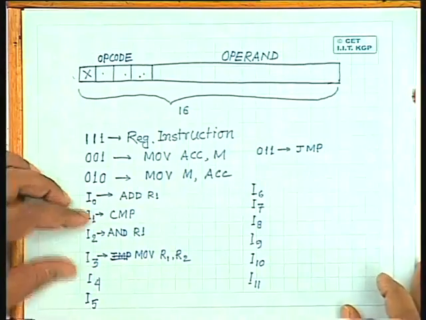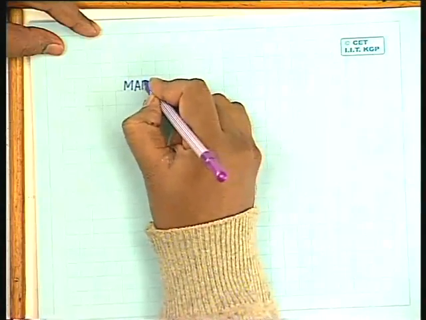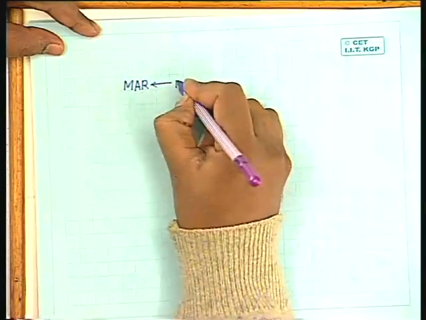For opcode fetch, as we have said, this is similar to a memory read operation. That means the memory address register has to be set with the address of the instruction that is going to be fetched. And we know that the address of the instruction which will be executed resides in the program counter. So the first operation is to load the memory address register with the content of the program counter.